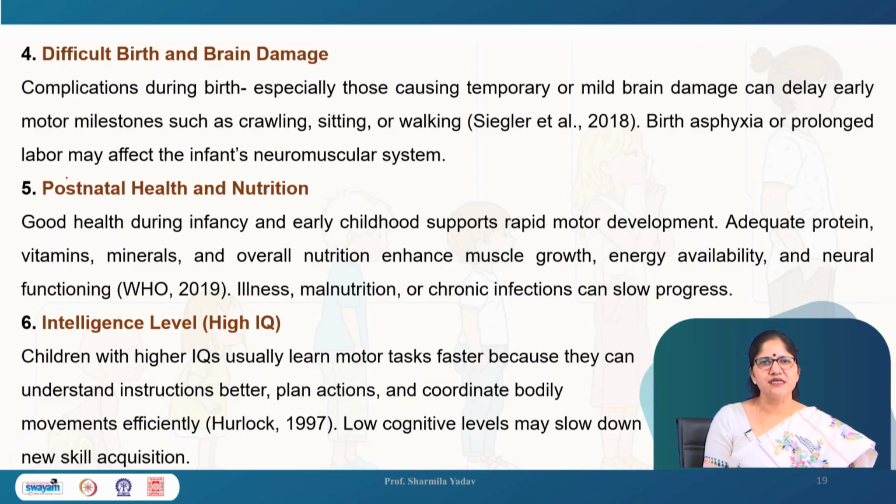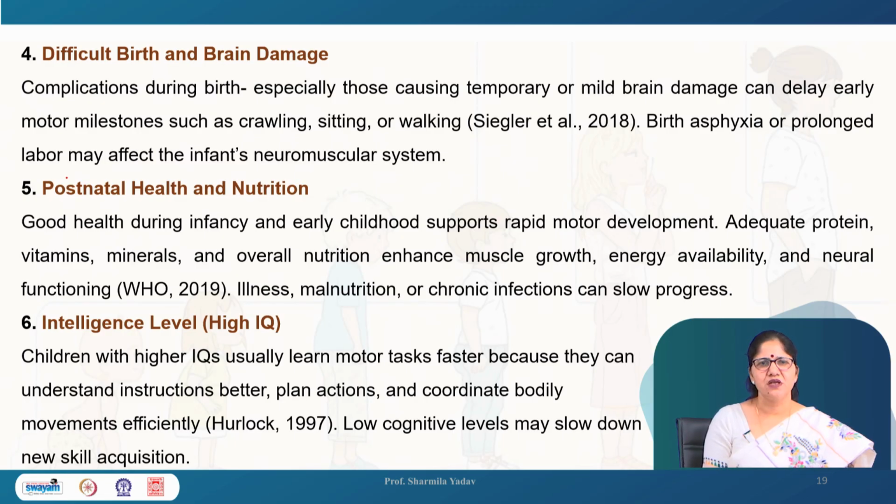Next is postnatal health and nutrition. Good health during infancy and early childhood supports rapid motor development. Adequate protein, vitamins, minerals, and oral nutrition enhance muscle growth, energy availability, and neural functioning. Illness, malnutrition, or chronic infections can slow this motor progress.